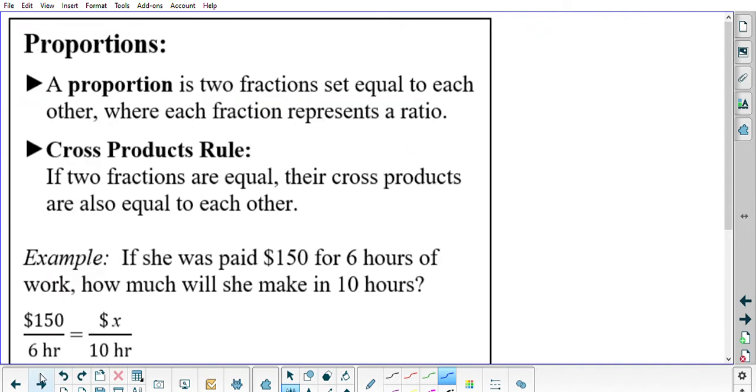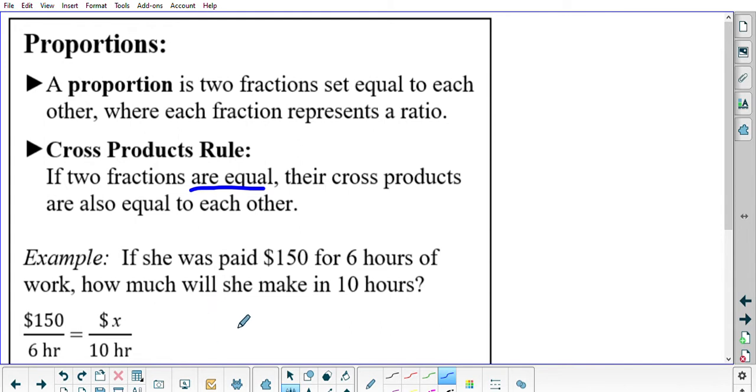Now, one more thing, and this does tie in with proportional relationships. A proportion is also something that can be used with proportional relationships. Whenever I say a proportion, I'm talking about two fractions set equal to each other, where each fraction represents a ratio. And whenever you have a fraction set equal to another fraction, you can use what is called the cross products rule, which says that if two fractions are equal, and this is huge, it's got to be an equal sign in between. If it's anything else in between, then you cannot do cross products. But if there is an equal sign in between, then their cross products will also be equal.